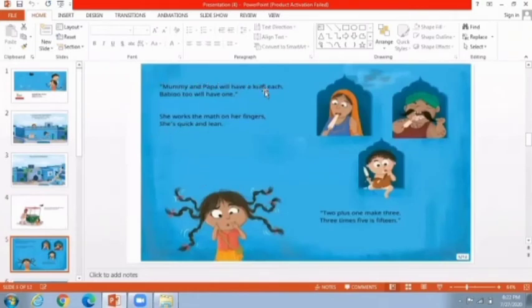First she adds the family members: their father, mother and a little brother. Mama and Papa will have a kulfi each. Bablu too will have one. She works the math on her fingers. She is quick and lean. 2 plus 1 makes 3. 3 times 5 is 15. So first she adds the number of her family members and she multiplies that number with the actual price of the kulfi. So when 3 is multiplied by 5, it makes 15.